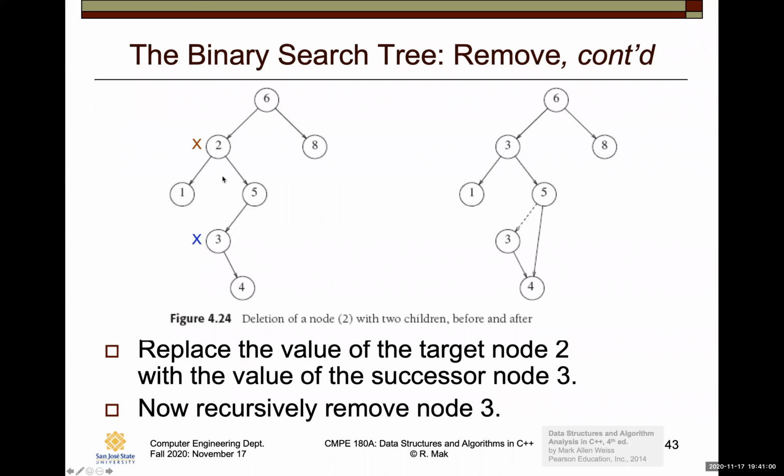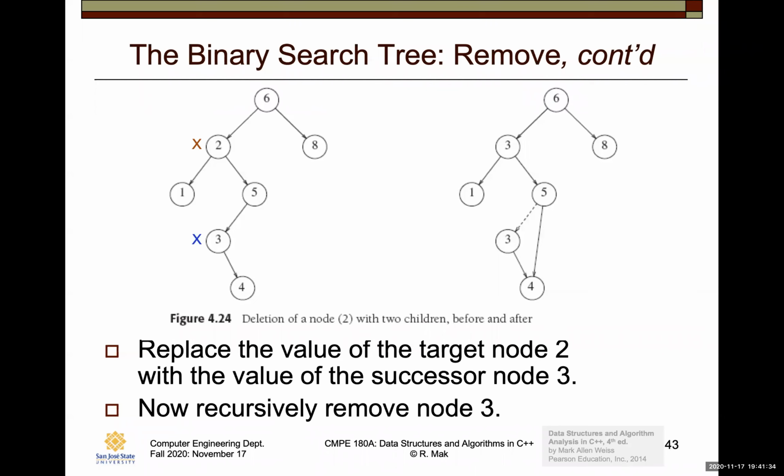Okay, and we're going to remove the 2. Again, the 2 has 2 children. So we have to find the successor of 2, okay? Well, if it's the successor, it has to be greater than 2. And so it has to be somewhere in the right subtree, okay? Well, if it's the successor, it has to be the minimum child of the right subtree. Okay, so we look at the right subtree, the minimum child is 3, okay?